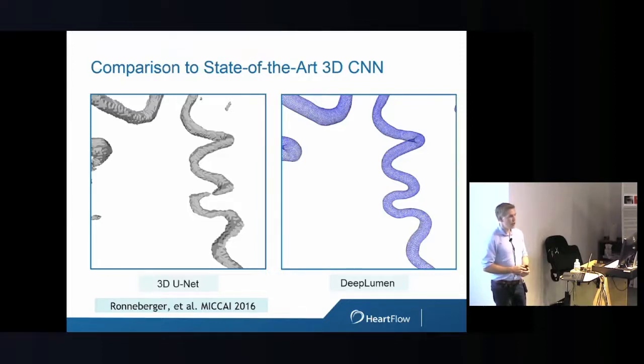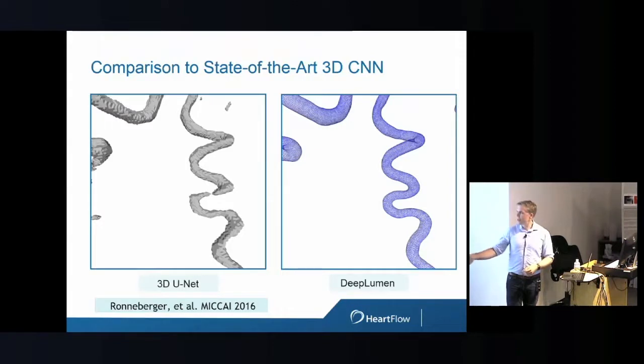experience. If you just feed the same several thousand training cases into 3D UNet, one of the standard algorithms today, you don't get great segmentations of the 3D lumen boundaries in comparison to what we're doing with our deep learning system.